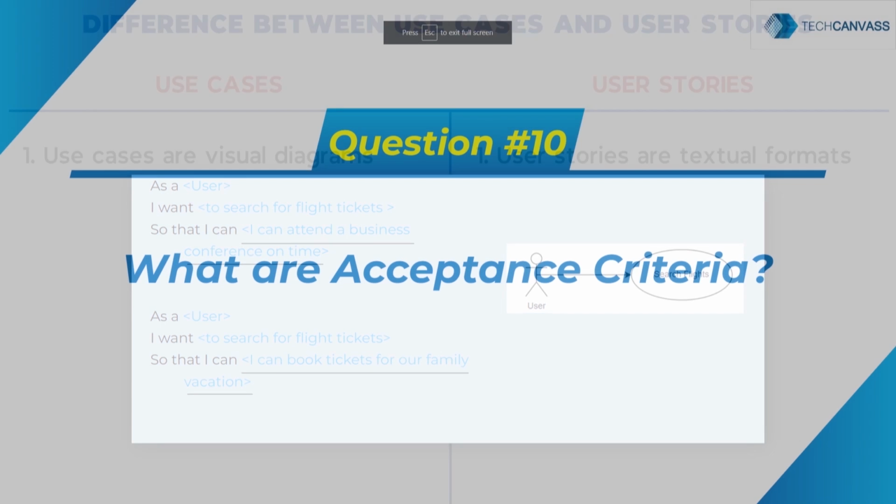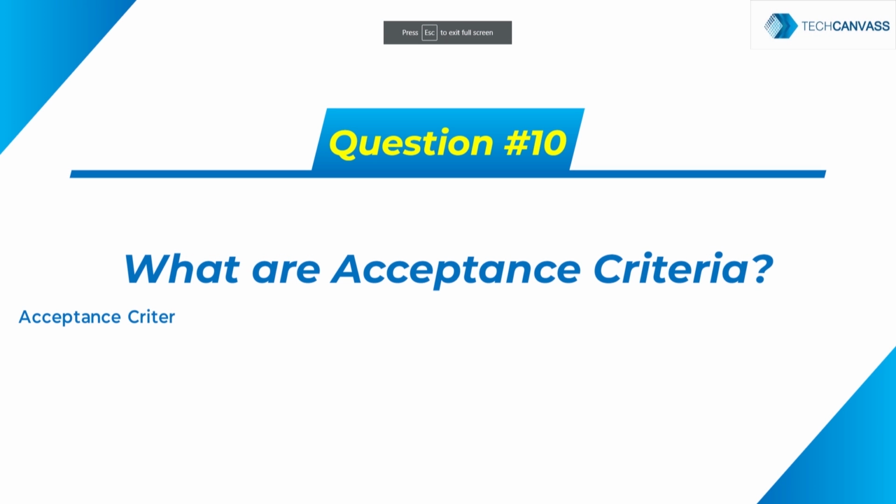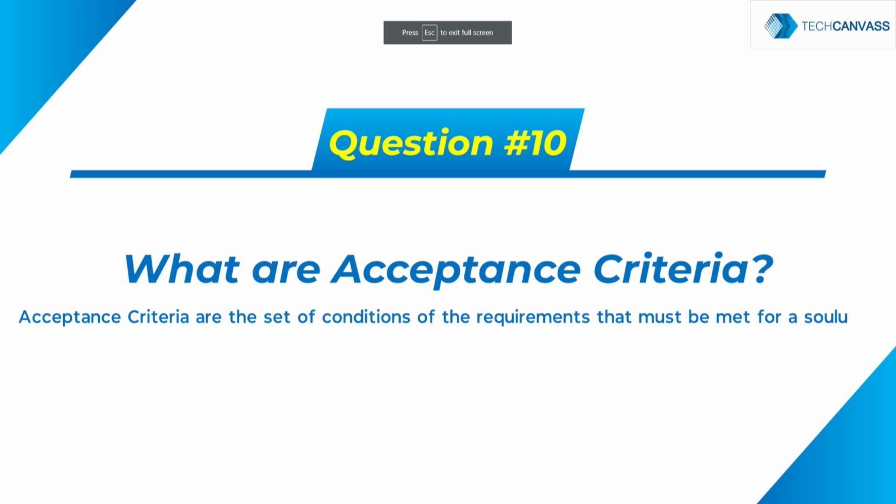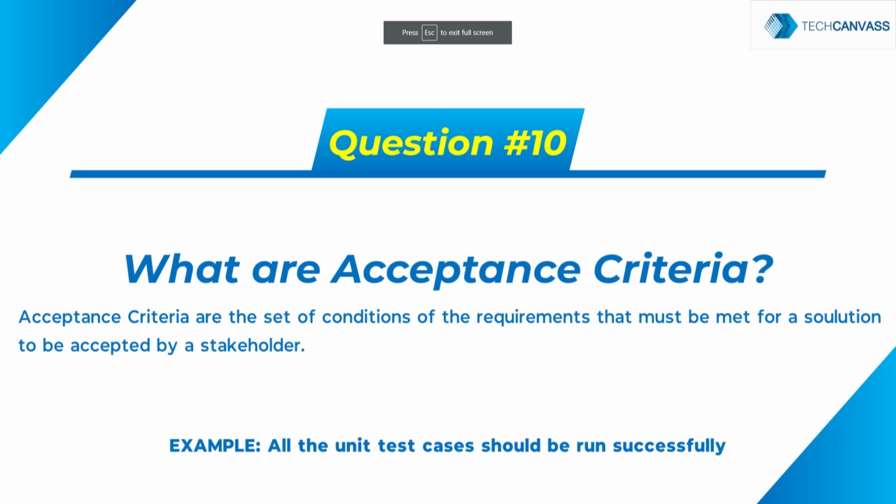Question number 10. What is acceptance criteria? Acceptance criteria are the set of conditions or requirements that must be met for a solution to be accepted by the stakeholders. The acceptance criteria are defined during the requirements gathering phase and should be agreed upon by the stakeholders. The acceptance criteria can be written for the entire system or for one requirement as well. Example of an acceptance criteria for the entire system could be all the unit test cases should be run successfully by the development team. This can be easily checked and approved.